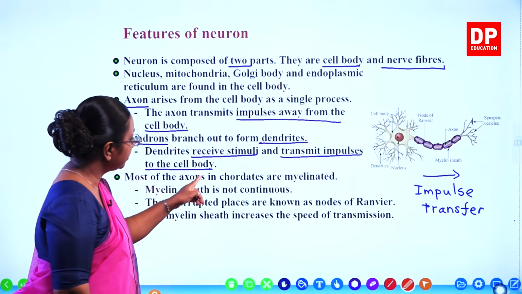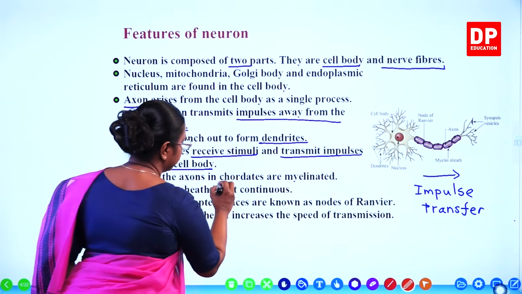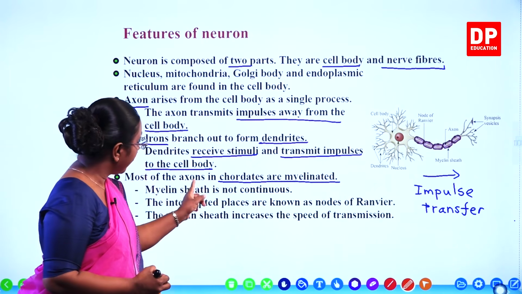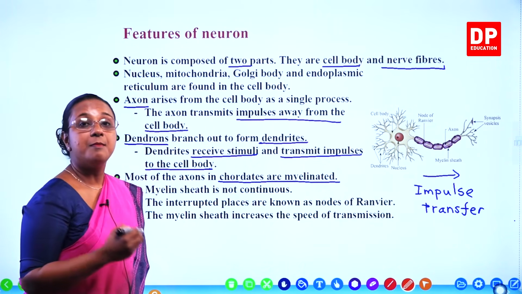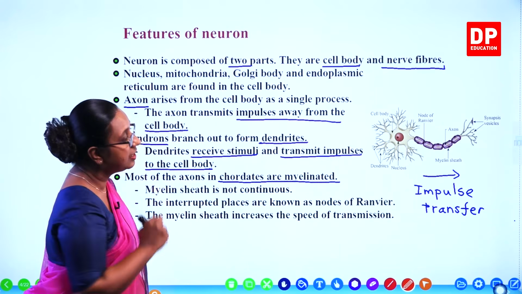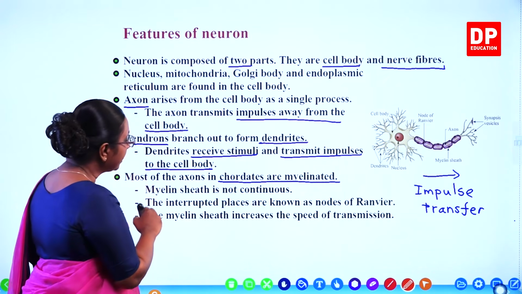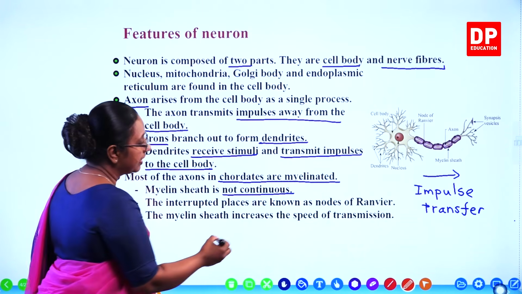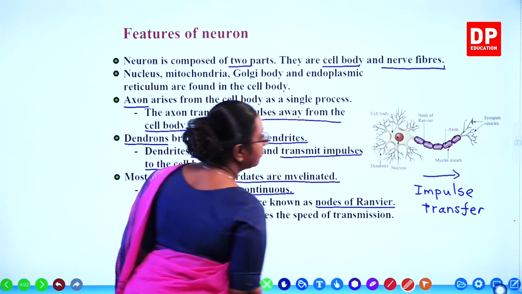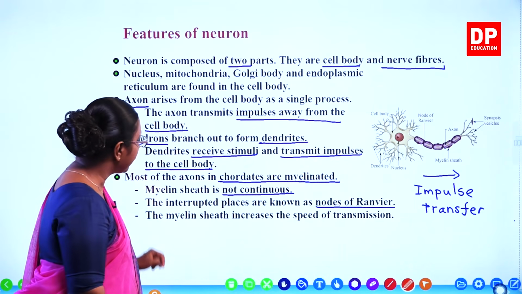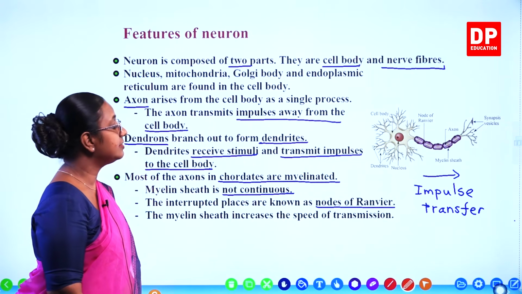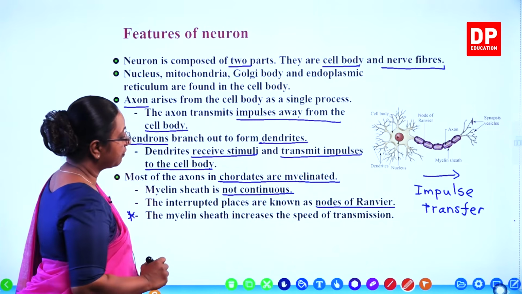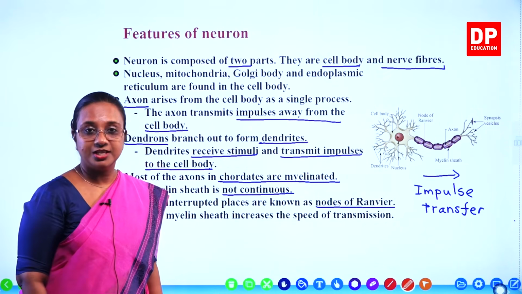Most of the axons in chordates are myelinated. So here, this is something that you have to remember. Axons in chordates are myelinated and that is the myelin sheath. Myelin sheath is not continuous. The interrupted places are known as nodes of Ranvier. The myelin sheath increases the speed of transmission. This is an advantage of the presence of myelin sheath.